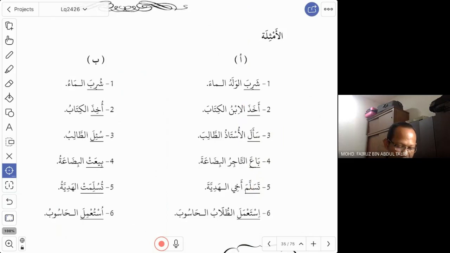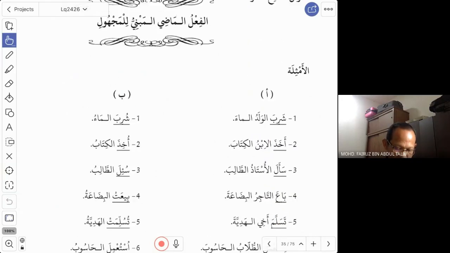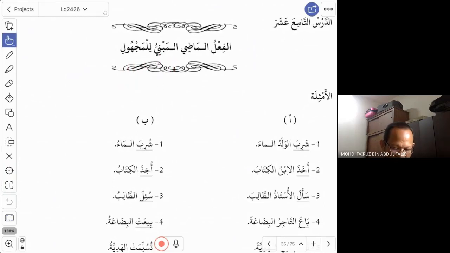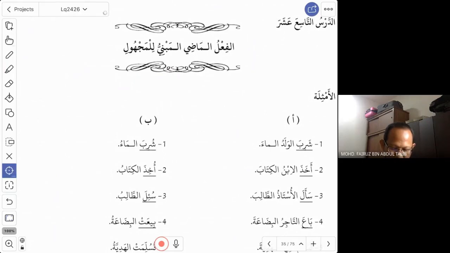Now we want to learn something new. The topic is called fi'lul madi mabni lil majhul. Mabni literally means built for. Majhul means unknown, so built for unknown. What does it mean? Before we explain this, let us look at the examples.